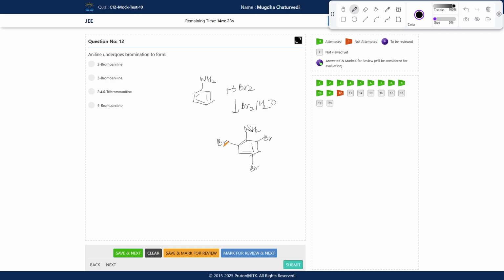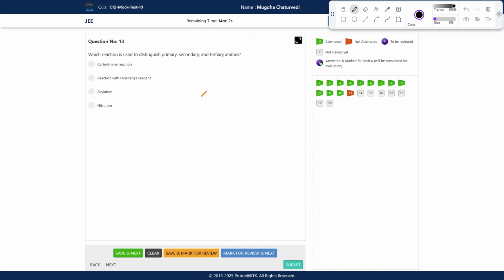So this forms a white precipitate of 2, 4, 6 tribromoaniline. This is because of the high reactivity of this NH2 group, polysubstituted product is obtained. So the right answer for this is C, which is 2, 4, 6 tribromoaniline. Okay, let us move on to the next question.